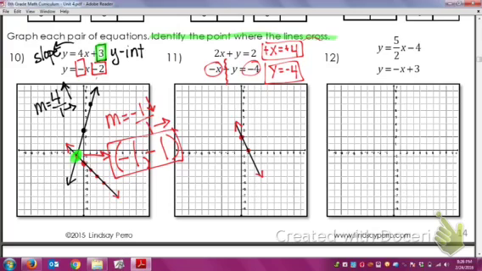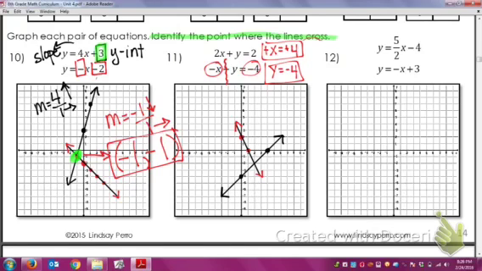Okay, I'm going to switch colors again so that we can see it well. And I'm going to go to x equals 4 and put the point. And then I'm going to go to y equals negative 4 and put the point. Okay, get your straight line tool. And draw a nice straight line through them. Okay, beautiful.